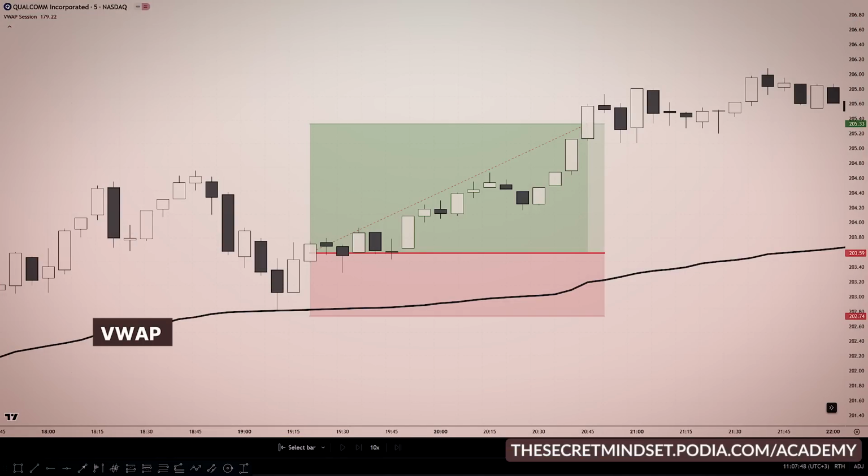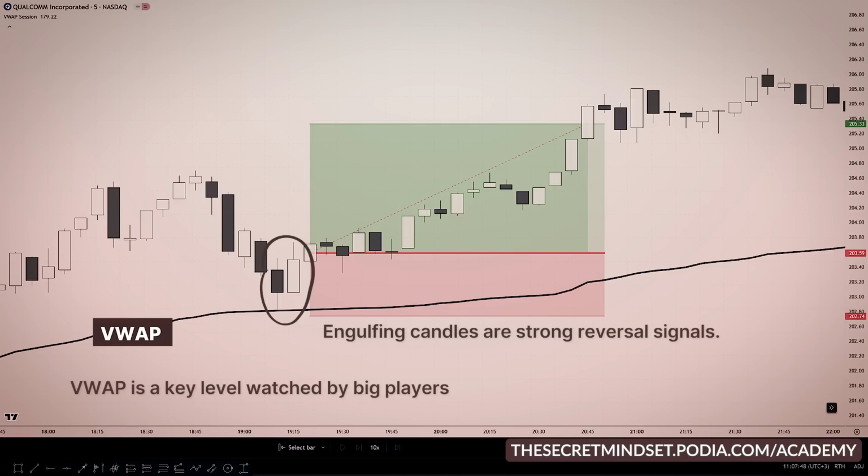This scalping method works well because it combines multiple high probability factors. VWAP is a key level watched by many traders, especially institutions. Engulfing candles are strong reversal signals.